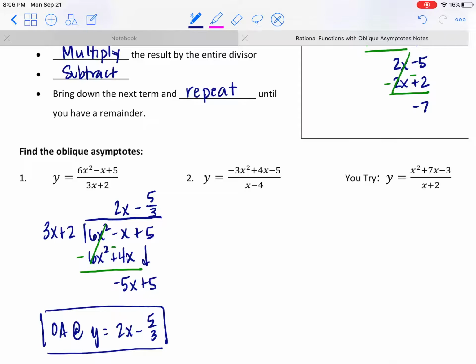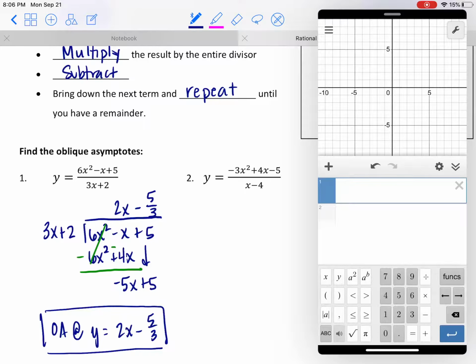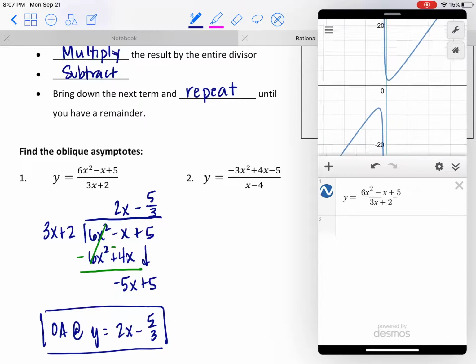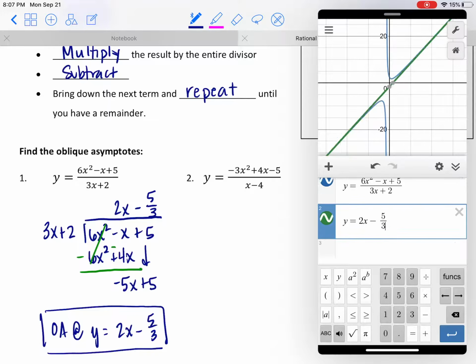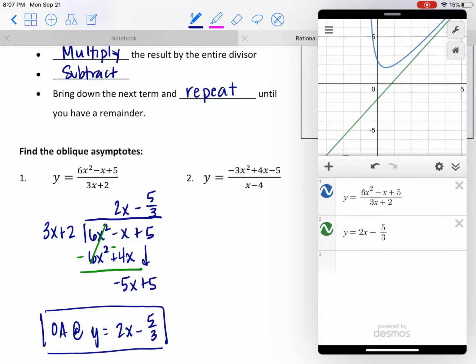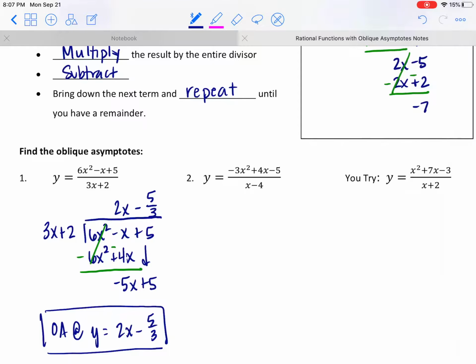Okay, now let's just confirm and make sure that that looks right. So let's put in our y equals, make a fraction, 6x squared minus x plus 5 over 3x plus 2. So I can see there's definitely going to be a slanted asymptote in there. Let's just make sure we calculated it correctly. So y equals 2x minus 5/3, and that looks right to me. You see how those branches are approaching the asymptote there? All looks good, okay? Alright, let's try that again.